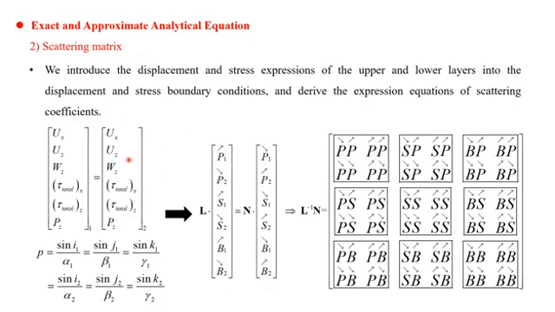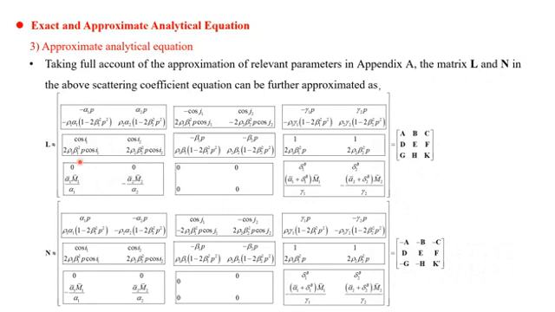4. We introduce the displacement and the stress expressions of the upper and the lower layers into the displacement and the stress boundary conditions, and derive the equation of the scattering coefficient like this. Taking full account of the approximation of the relevant parameters in appendix A, the matrix L and the matrix N in the above scattering coefficient equation can be further approximated like this.